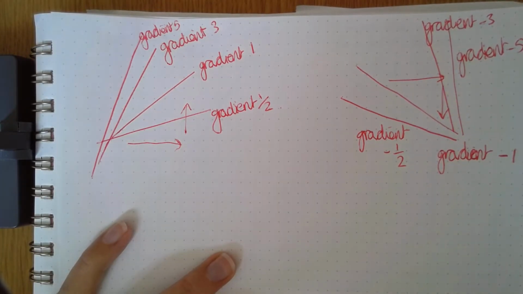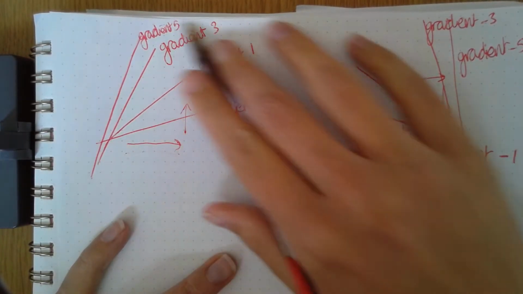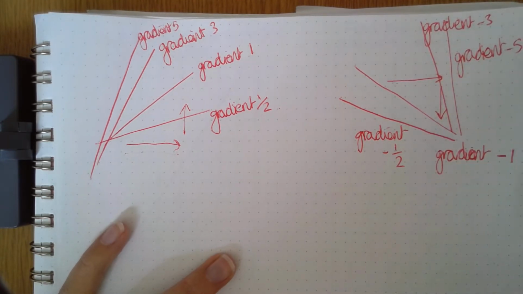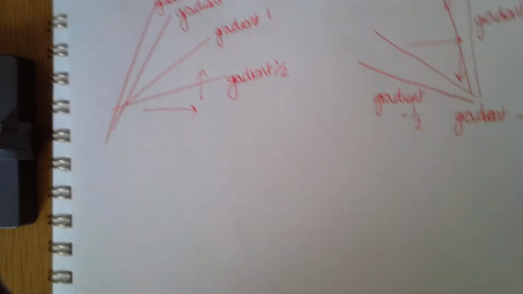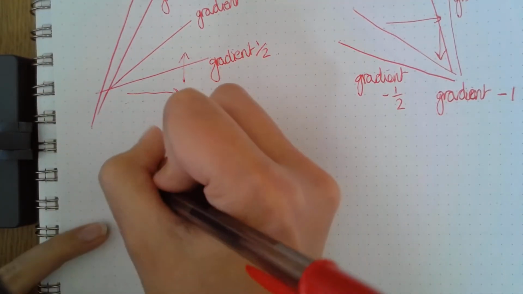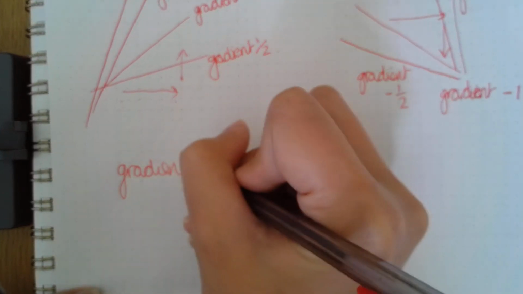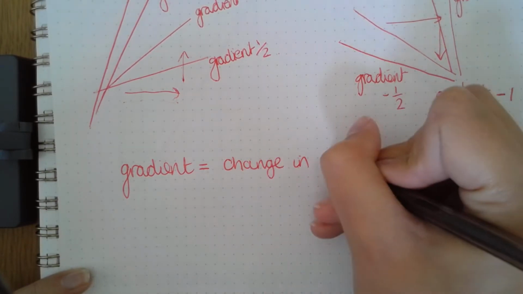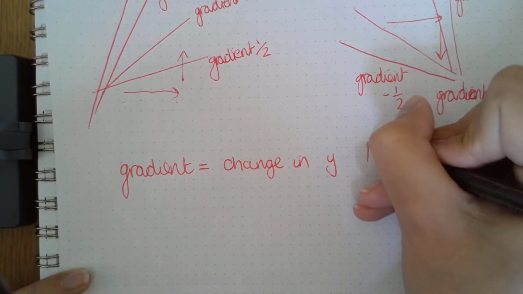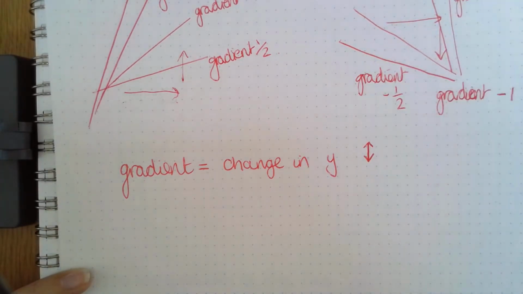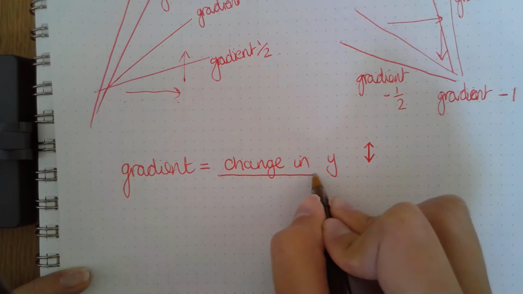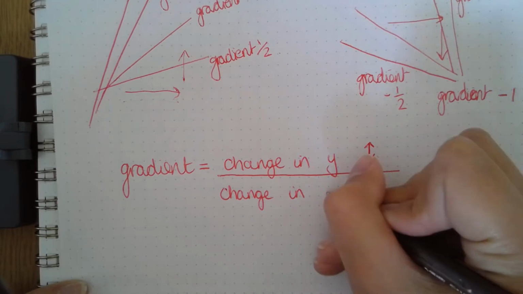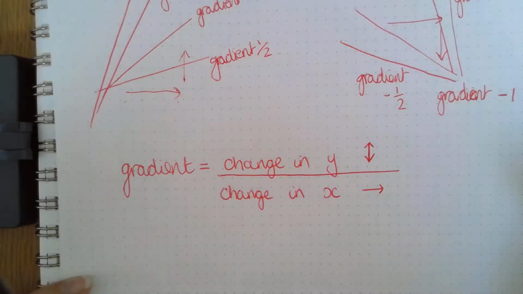and less steep would be a gradient of -1/2. So as we go to the right, if we go up, we know our gradient has to be positive, and as we go to the right, if our line goes down, then we know our gradient is going to be negative. So a way we can work out gradient: gradient is equal to the change in the y direction, which means going up or down, divided by, so remember that line means divided by, the change in x, which means going that way.